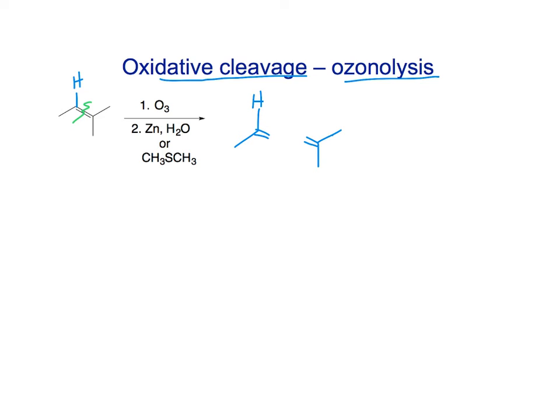To draw our products, all I need to do is add an oxygen to each of those double bonds. And so we're generating these two carbonyls. Notice that when there was a hydrogen on that end of the double bond, we generate an aldehyde. When we have two carbons on the end of the double bond, we generate a ketone. So that's easy enough, right?